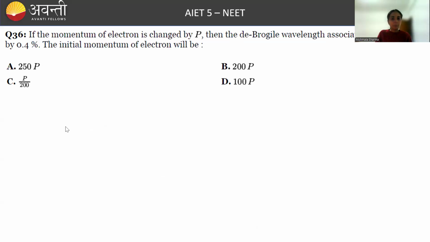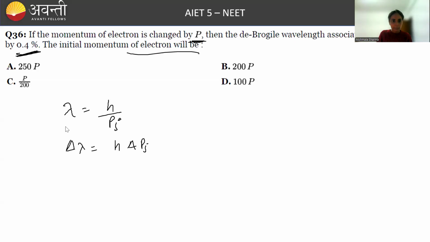Now, if the momentum of the electron is changed by P, then the de Broglie wavelength associated with it changes by this percent. Let's say the initial momentum is Pi, then the de Broglie wavelength can be written as h by Pi. If we take the change on both sides, delta lambda will be equal to h delta (Pi to the power minus 1).